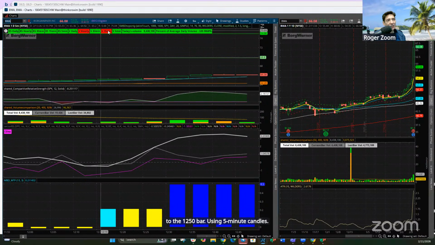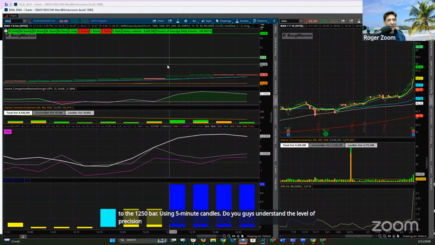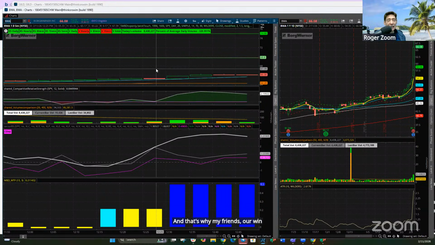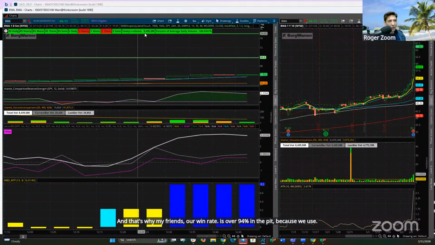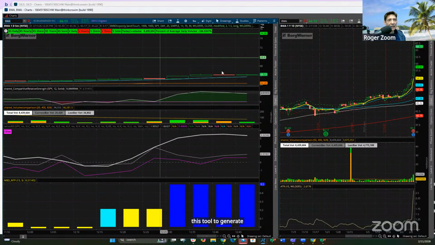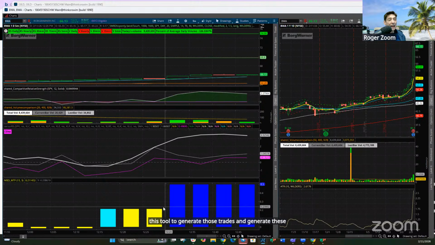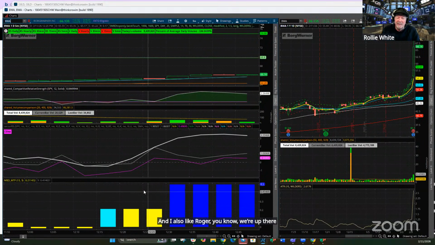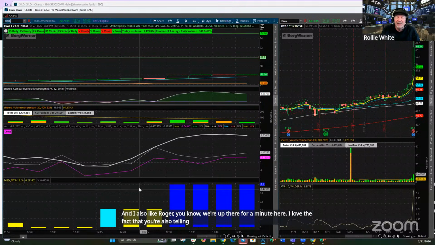Do you guys understand the level of precision that I've put into this? It's amazing. And that's why, my friends, our win rate is over 94% in the pit, because we use this tool to generate those trades and generate these levels. And I love the fact that you're also telling us at a glance how it's performing over multiple time frames.